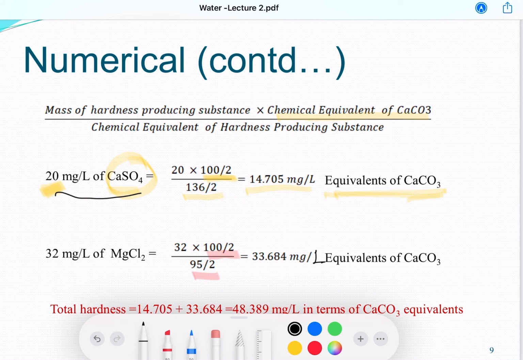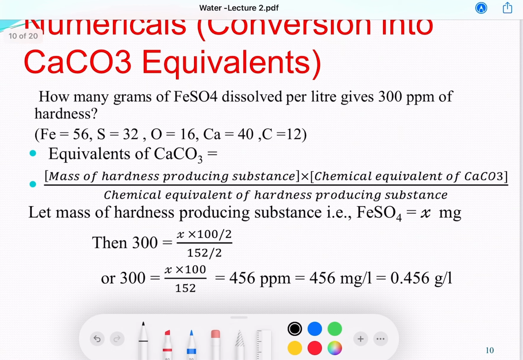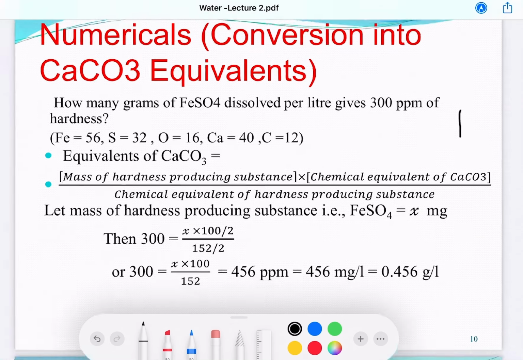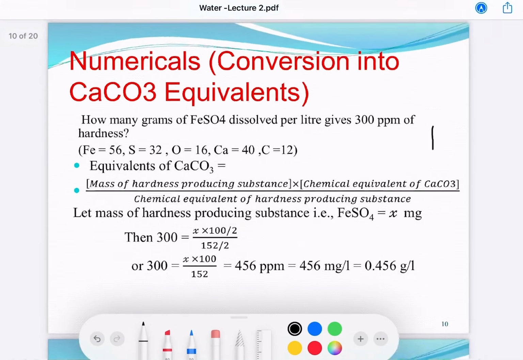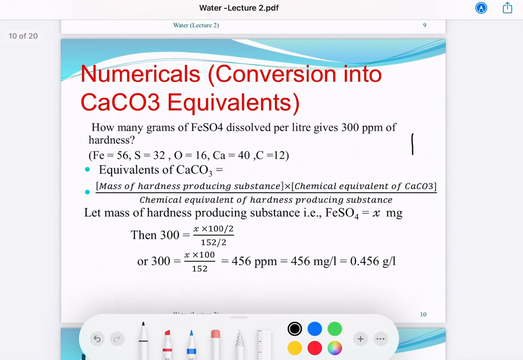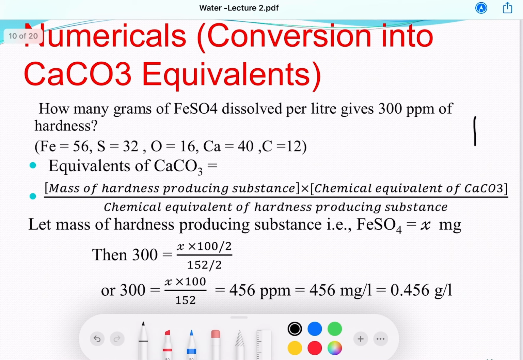So this is important, that every time you solve, you have to mention that this is in terms of equivalents of CaCO3. Now we'll do a few more numericals. Now here also, how many grams of ferrous sulfate dissolved per liter gives 300 ppm of hardness?